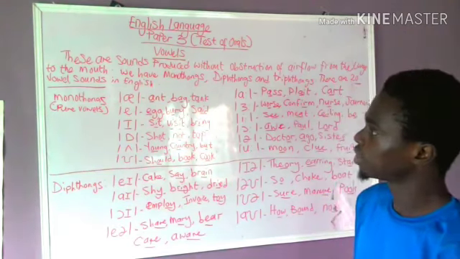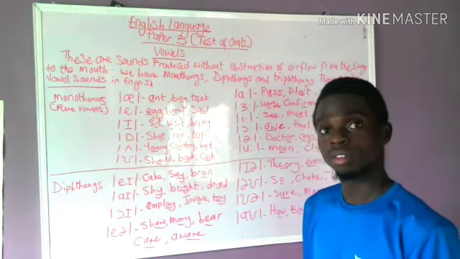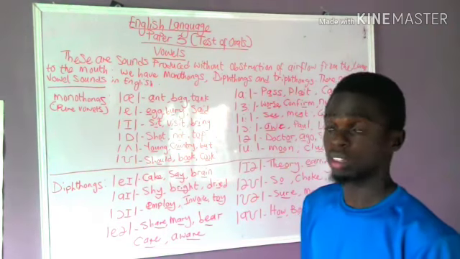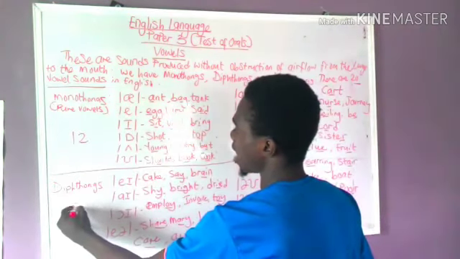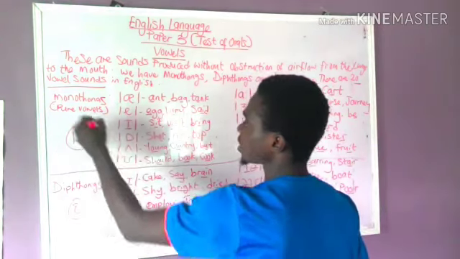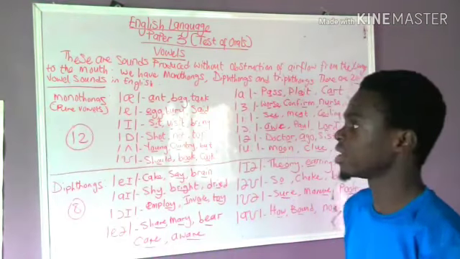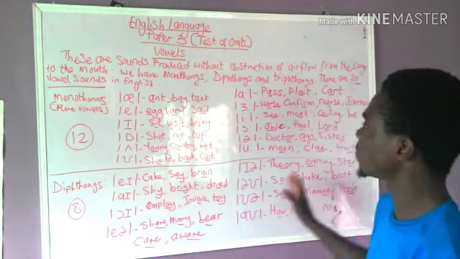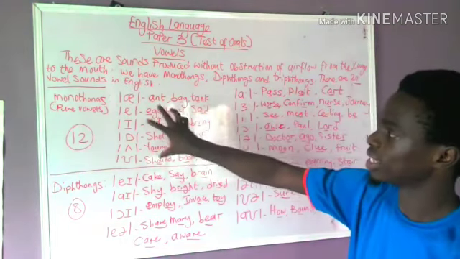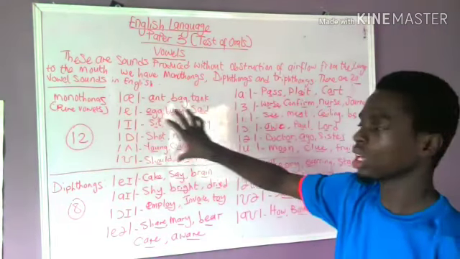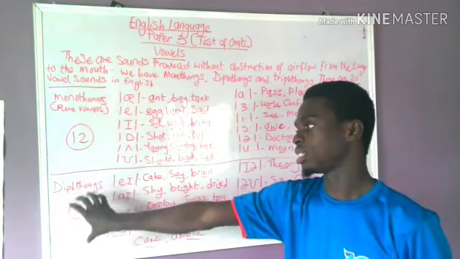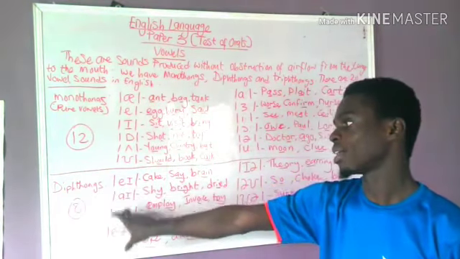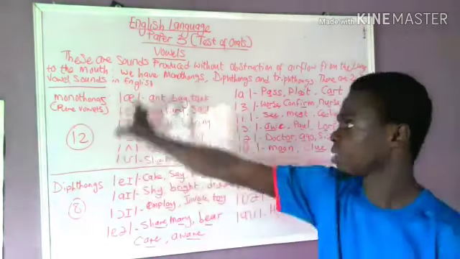So we have, like I said, 20 vowel sounds. We have 12 monophthongs and 8 diphthongs. So when you sum this up, what you're going to have is 20 vowel sounds. So I have listed here briefly the 12 monophthongs represented by their phonetic symbols, as well as the 8 diphthongs represented by their phonetic symbols. We call these phonetic symbols.